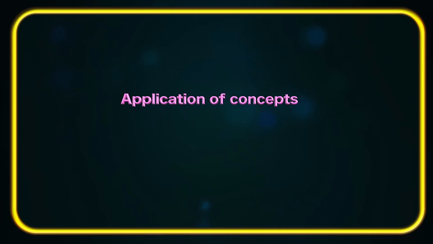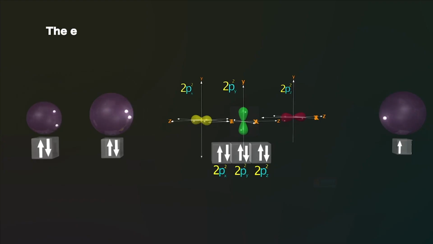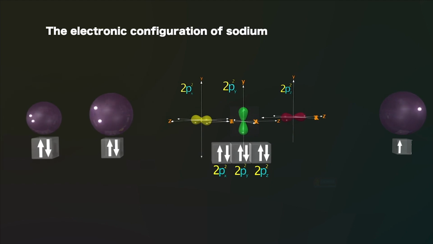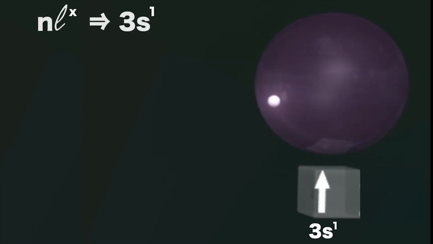Application of concepts. Write the four quantum numbers for the differentiating electron of sodium atom. The electronic configuration of sodium is 1s2, 2s2, 2p6, 3s1. The differentiating electron of sodium atom is in 3s1 orbital. 3s1 can be represented in nlx form.